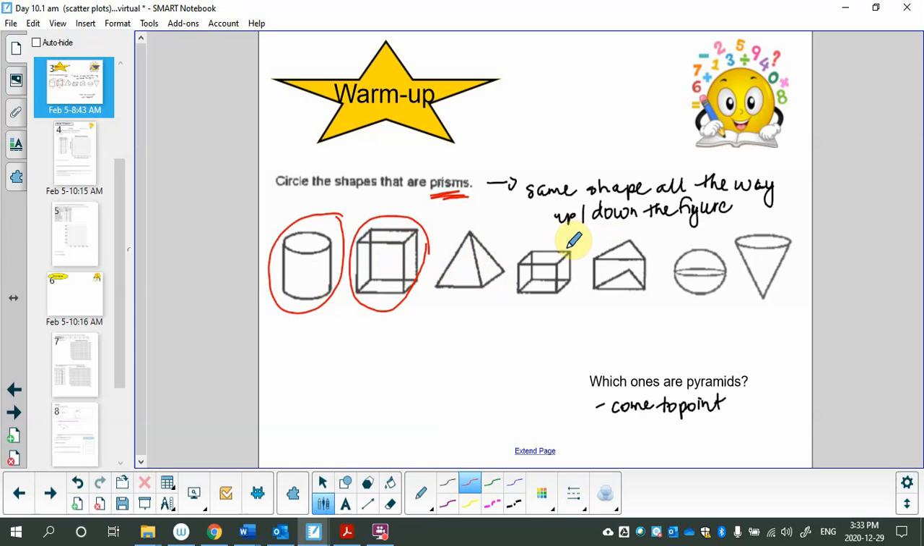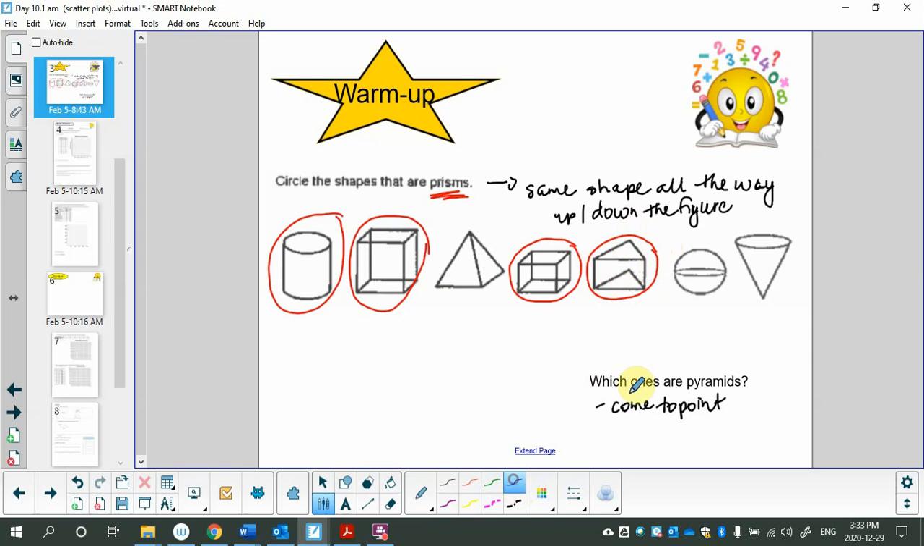This one would not. Regardless of what face you put this on, you would have a different shape depending on where you cut it. Here's another prism. This would be a rectangle or a square, depending on where you cut it. And this one's situated perfectly as well. It would be a triangle, regardless of where you cut it and you look down upon it.